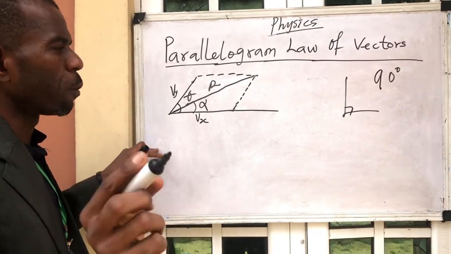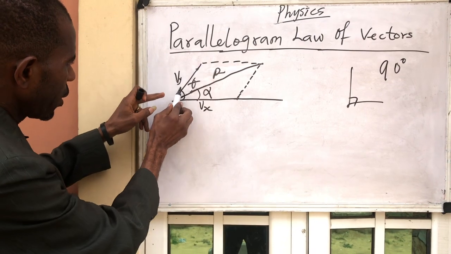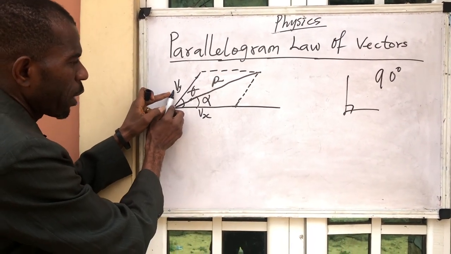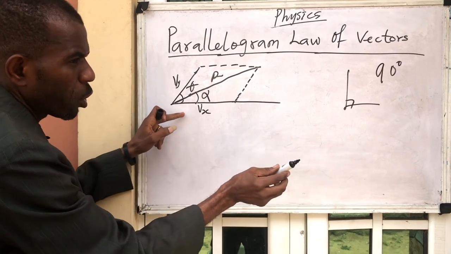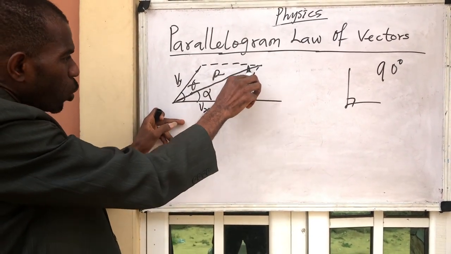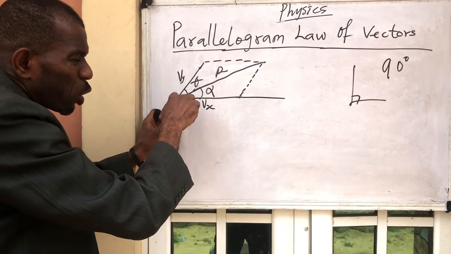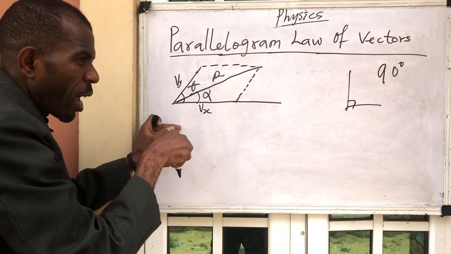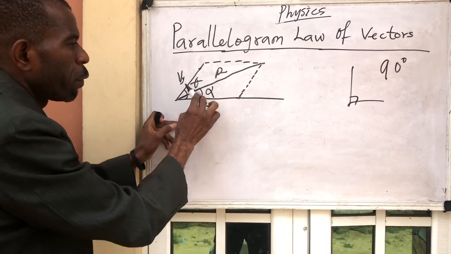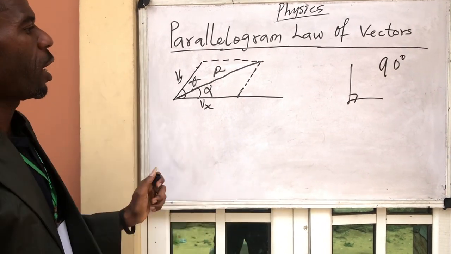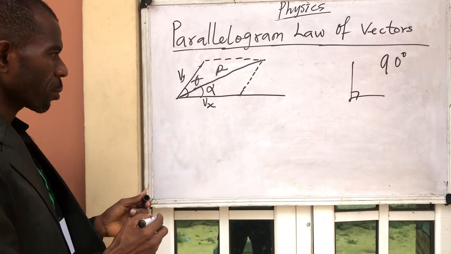So according to the law, these two sides of a parallelogram represent the two vectors in magnitude and in direction. So the diagonal that is drawn from their point of intersection will represent the resultant of these two vectors in magnitude and direction. Now, let's look at how we get this arrow.